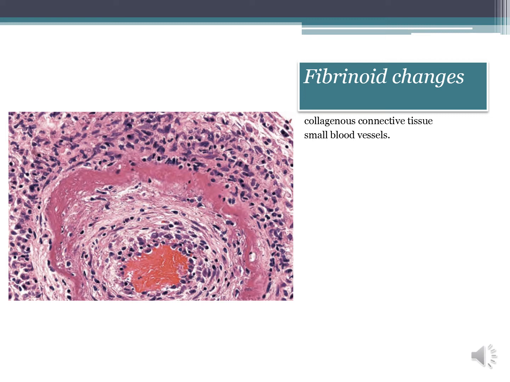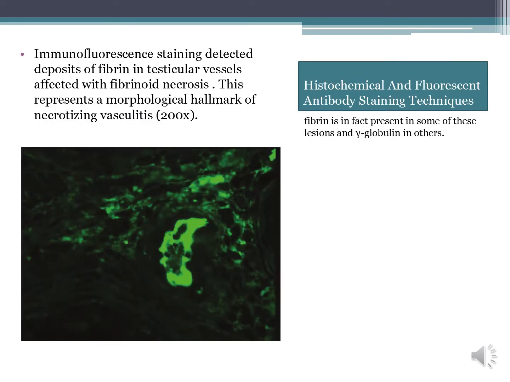Fibrinoid changes. Such pathology, for example, we can see in collagenous connective tissue and small blood vessels. So here you see the blood vessels, and this pinkish area, in some areas with no nuclei. These changes are an example of fibrinoid changes of the vessel.